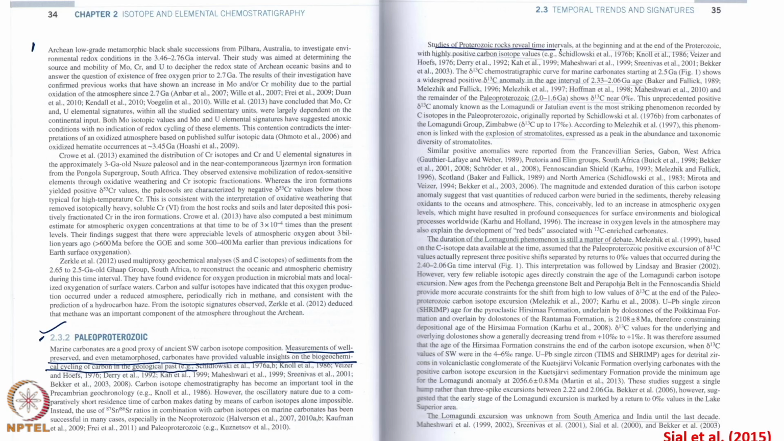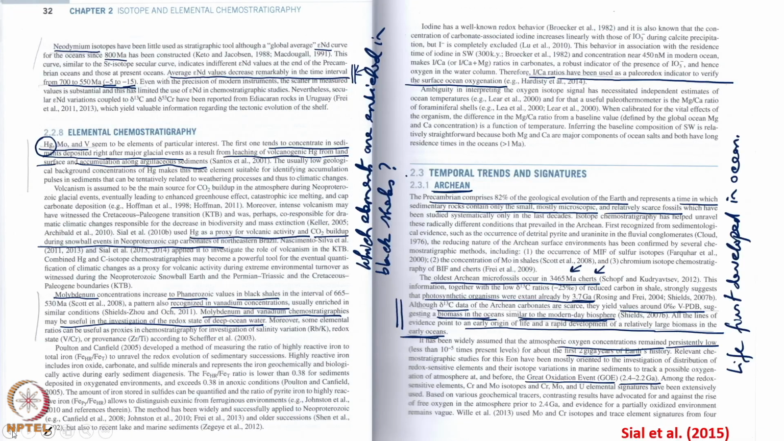Studies of Proterozoic rocks reveal time intervals at the beginning and the end of the Proterozoic with highly positive carbon isotope values. The delta 13C chemostratigraphic curve for marine carbonate starting at 2.5 billion years shows a widespread positive delta 13C in the Paleoproterozoic. Let us look at the graph.